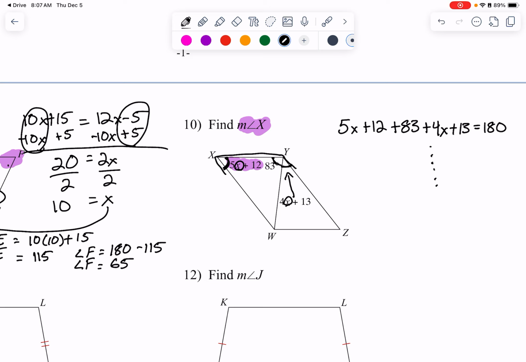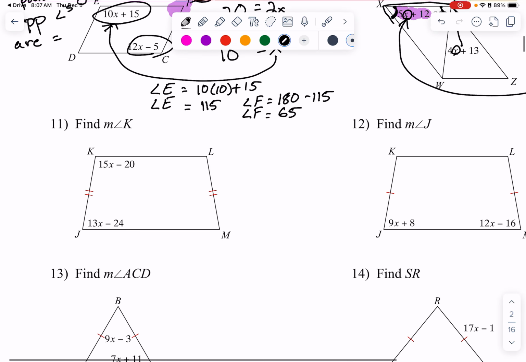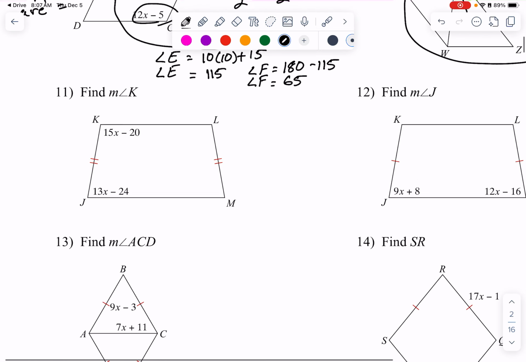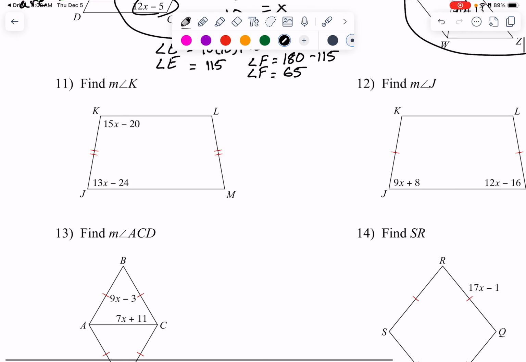You're going to get this down, solve for x. Then you're going to plug that x back into the angle capital X to get that number. And that'll be your finishing there. All right, we're going to try a few more here, kind of moving forward a little bit, mostly for time's sake. Let's see what we have.